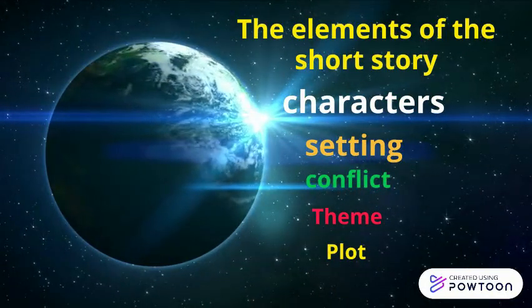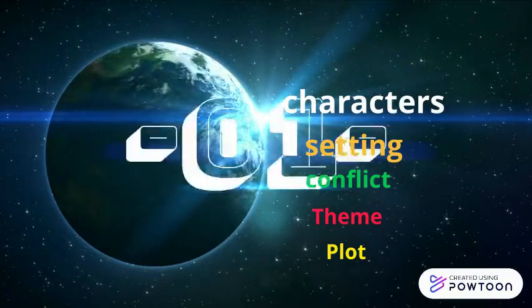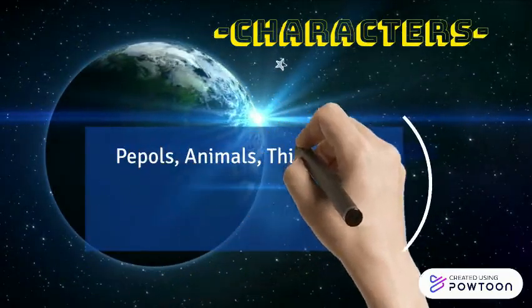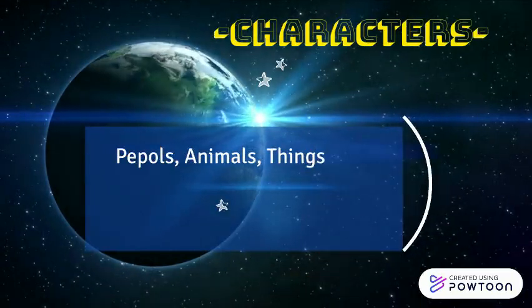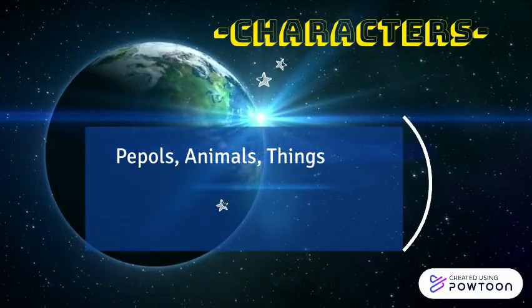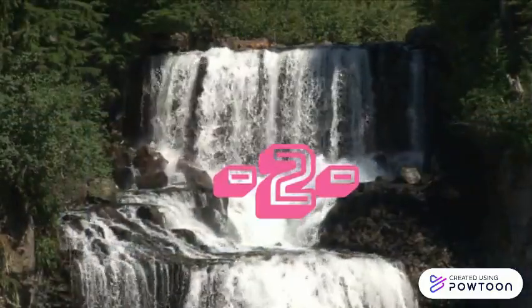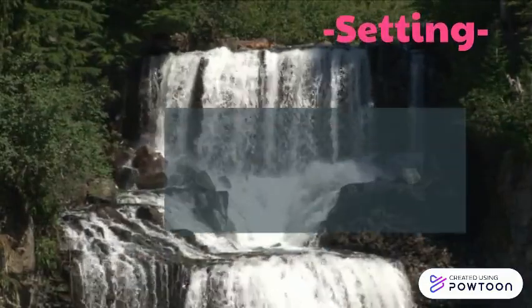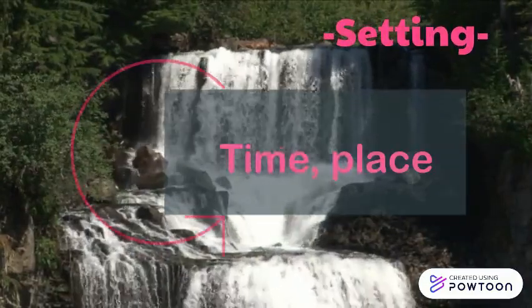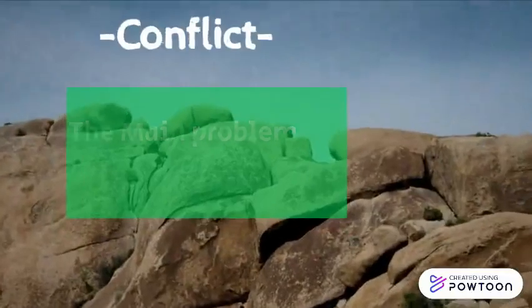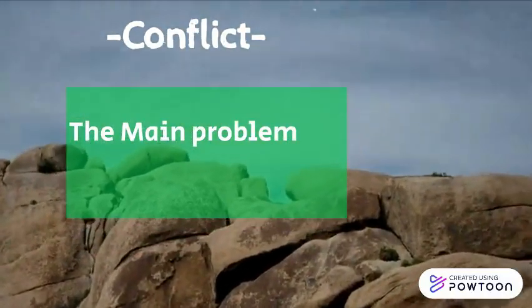In fact, the characters could be people, animals, or things involved in the plot. They can be just like talking animals or fantasy characters. Whereas the second element, which is the setting, implies the time of the story and the place where the story takes place. Conflict is the third element.